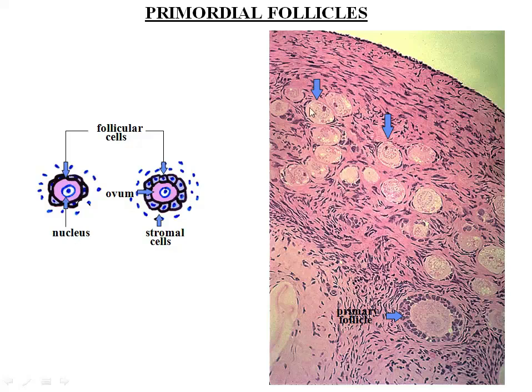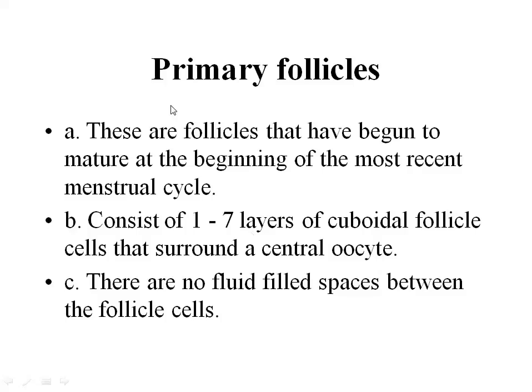Now as development goes on, slowly these follicular cells become functional and they start enlarging. The number also goes on increasing and thereafter they are called the stromal cells. So here you can see the primary follicle, the central portion is the ovum and all these surrounding are the follicular cells. The primary follicles are the follicles that have begun to mature at the beginning of the most recent menstrual cycle. Okay, we forgot to talk about the menstrual cycle.